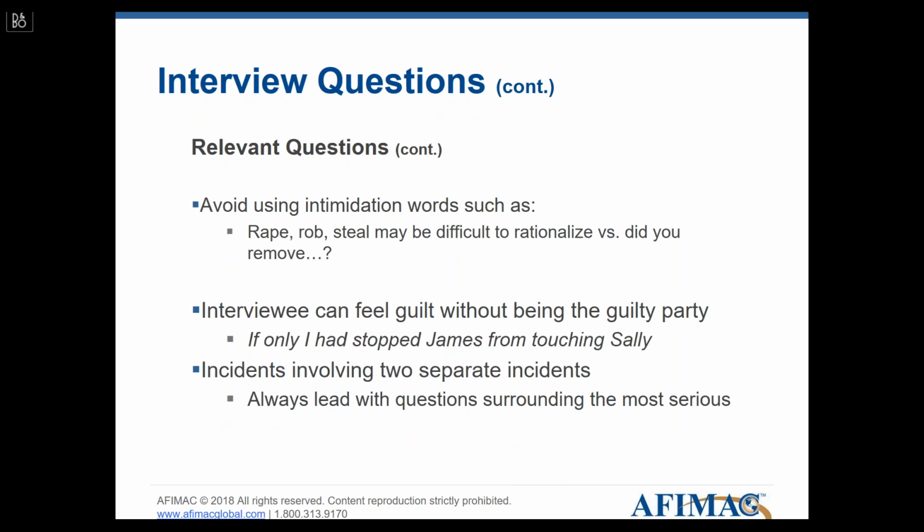Avoid using intimidating words. Rape, steal, may be difficult for the person to rationalize, and you'll hear avoid using intimidating or hard words. Rape might be turned into inappropriate touching. Rob might be turned into, perhaps, was the item misplaced. You want to use things or hopefully frame things in a non-intimidating way.